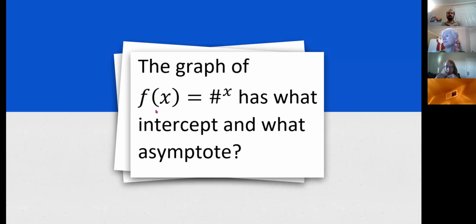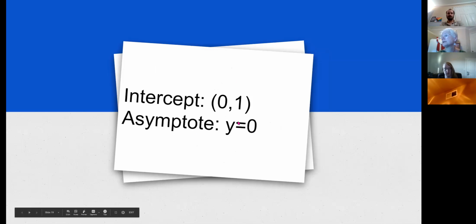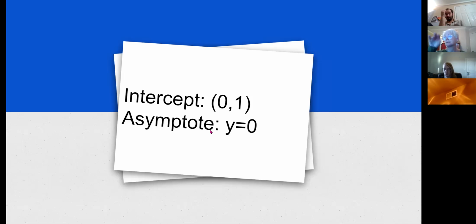The graph of f of x equals any number to a power, an exponential function, has what intercept and what asymptote? So think about when you graph y equals 2 to the x, where would that cross an axis and what is the asymptote? If you think about it, it's a curve that goes upward through 0, 1 infinitely. So the intercept would be 0, 1, and the asymptote would be the x-axis, which is y equals 0.